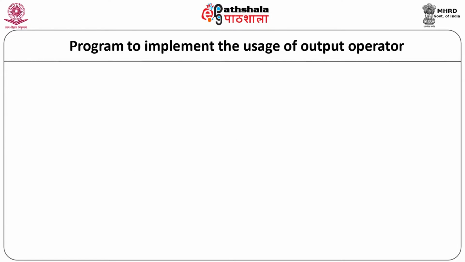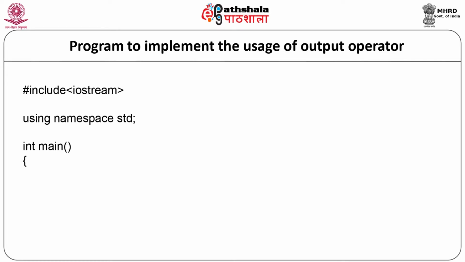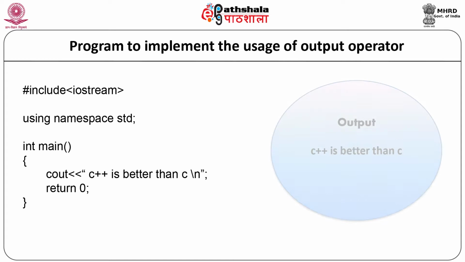Now let's see a simple program to see the usage of the output operator. #include <iostream>, using namespace std, int main, cout. Here we are displaying the message using the insertion operator: "C++ is better than C\n"; return 0. The message will be displayed on the screen as C++ is better than C, and \n will cause the cursor to go to the next line.